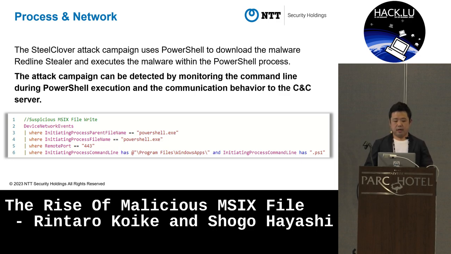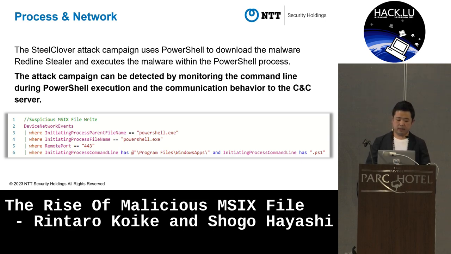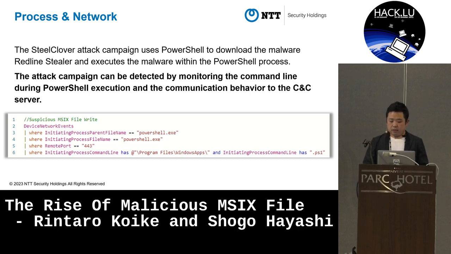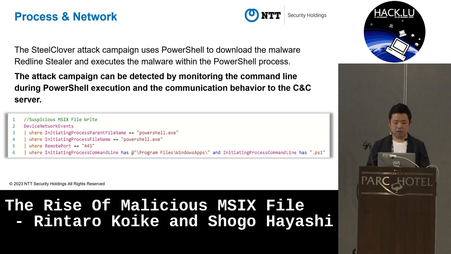Redline Stealer uses a high port number for C&C communication, by the way. So this rule describes its characteristics. Note that this rule is a query for Microsoft Defender for Endpoint, not Sigma. MSIX files usually contain two or more PowerShell script files, and the execution of these script files always creates a parent-child relationship between PowerShell processes. The child PowerShell process then downloads the malware and executes it, and after that communicates with the malware's C&C server.